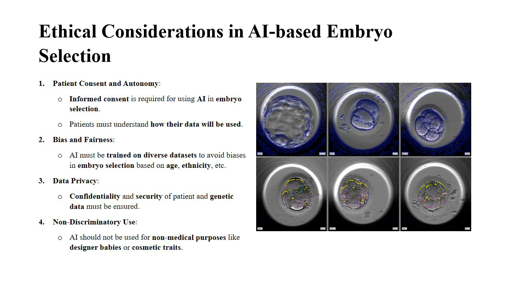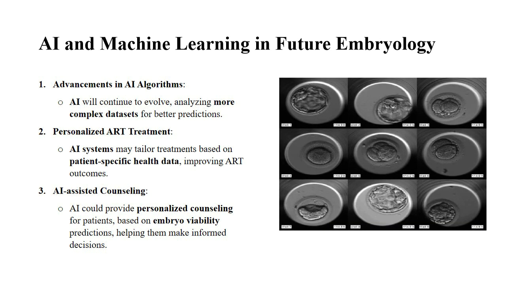C. Potential for designing embryos. The increasing accuracy of AI in predicting embryo viability could lead to concerns about the non-medical use of embryo selection, such as choosing embryos based on genetic traits unrelated to health, e.g., eye color, intelligence. Ethical guidelines must ensure that AI-driven embryo selection remains focused on health outcomes and does not cross into genetic enhancement or designer babies.